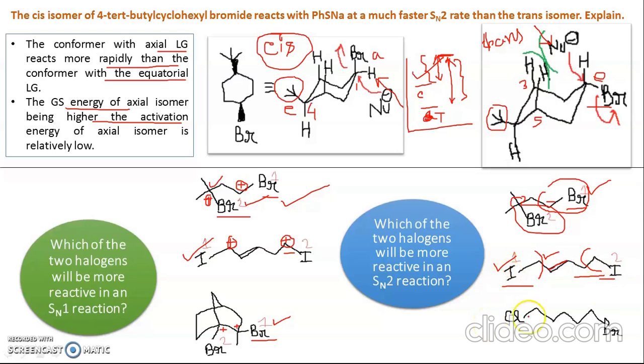Now the last molecule. Here again both are 1 degree if you just look separately at these 2 sides. But if you compare the leaving groups, we know that Br minus is a better leaving group compared to Cl minus. So here Br will win over Cl. Okay.